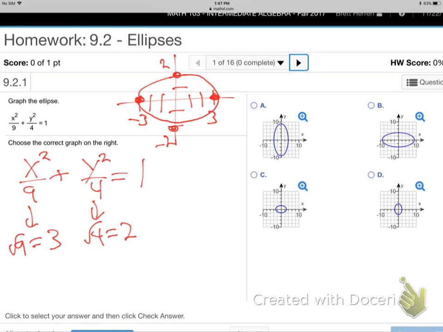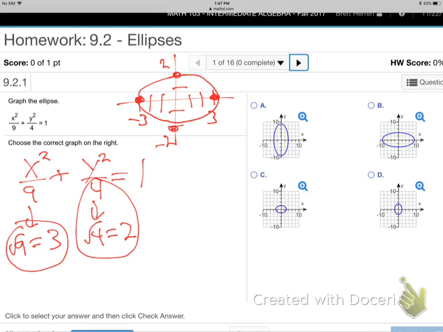I missed the bottom one a little bit there. That's all you need. Everybody see how I did that? So whatever's underneath x, square root it, and that's right left, because x is always right left, isn't it? Whatever's underneath y, square root it, that'll be up down, because y is always up down.